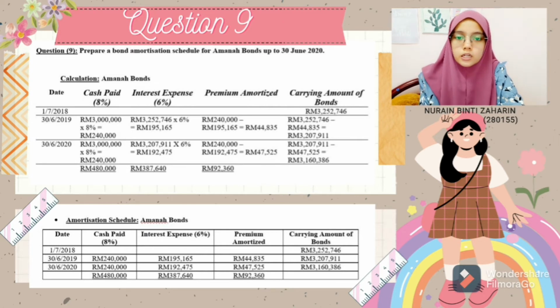47,525 ringgit. To get the carrying amount of bonds on 30 June 2020, we need to minus the premium amortized on 30 June 2020 with the carrying amount of bonds on 30 June 2019. Which is here, we will get the carrying amount on 30 June 2020 is 3,160,386. So that's all for question 9. Next, we will continue for question 10.